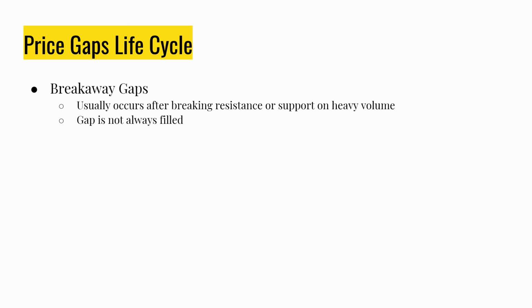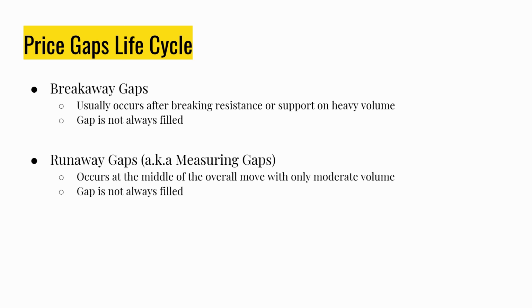Within the types of gaps, there are 3 categories of gaps. The first category is called the breakaway gap, and this occurs after breaking resistance or support on heavy volume. This gap is not always filled. After a breakaway gap, a runaway gap will be produced, which is also known as the measuring gap. This occurs at around the middle of the overall move and occurs with moderate volume. This gap is not always filled.